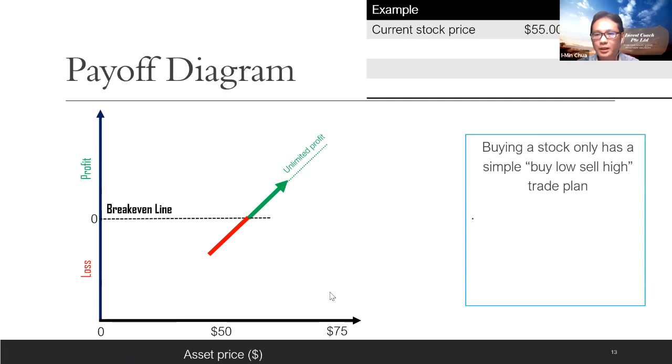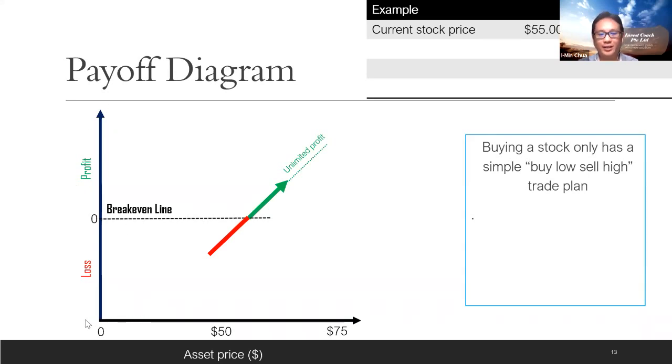Now, how does this payoff diagram work? You have the x-axis. The x-axis is the price of the underlying asset. By the way, just to be clear, options is options, stock is stock. Options are also called derivatives, which means by itself it has no value. It derives its value from an underlying asset, which is stocks. So they are 2 separate things altogether. Options are traded in the options market. Stocks are traded in the stock market. Hopefully that's clear. Now let's look at this payoff diagram.